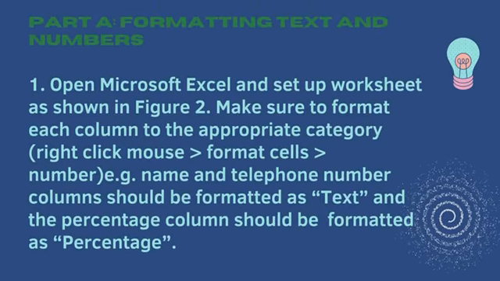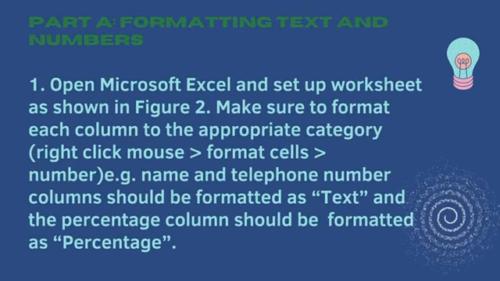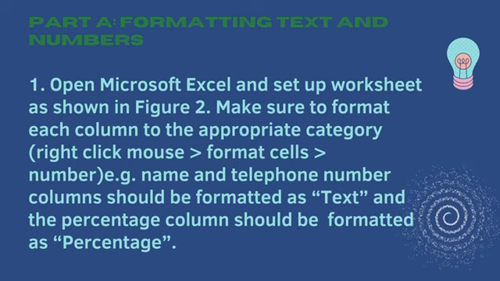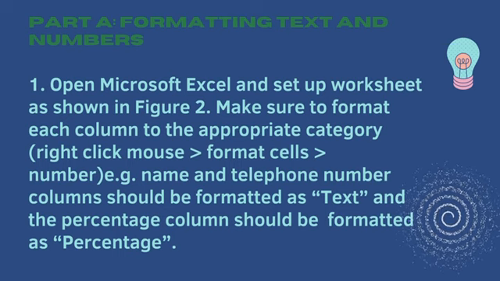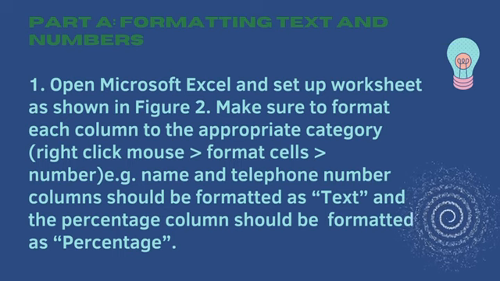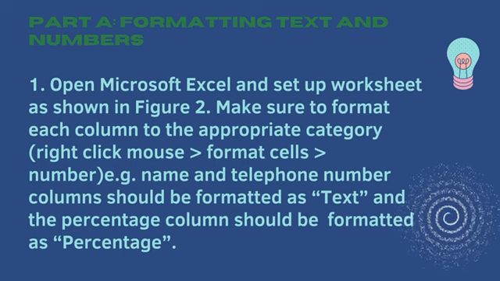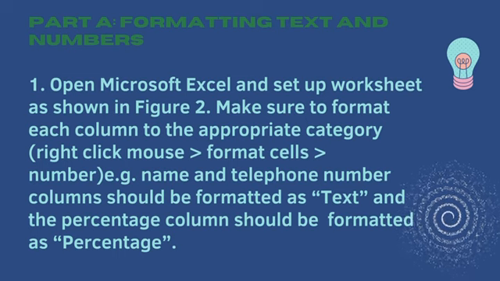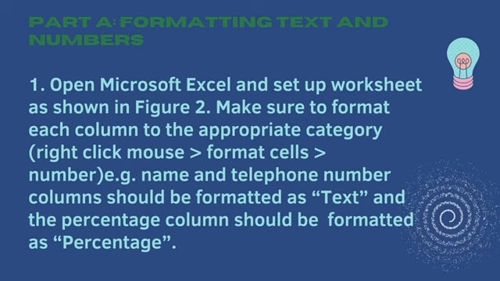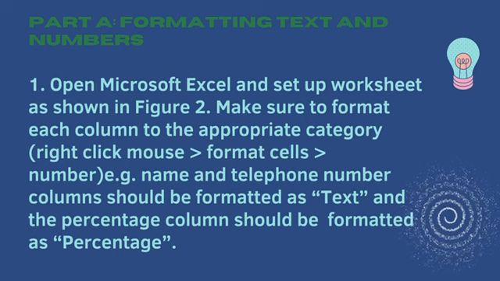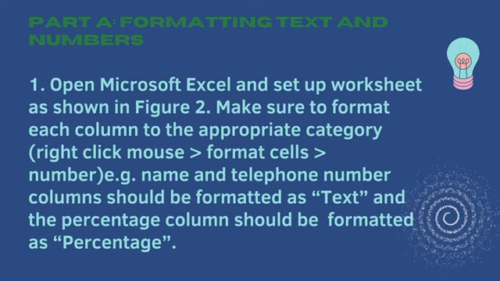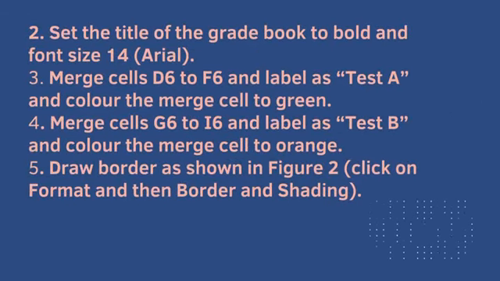Let's start with Part A, formatting text and numbers. First step, open Microsoft Excel and set up the worksheet as shown in Figure 2. Make sure to format each column to the appropriate category. Right-click the mouse, go to Format Cells and click Number. For example, name and telephone number columns should be formatted as text and the percentage column should be formatted as percentage.